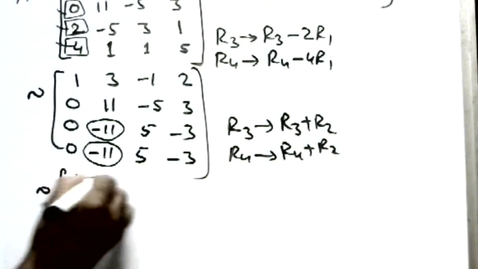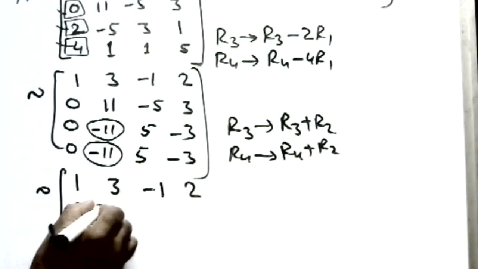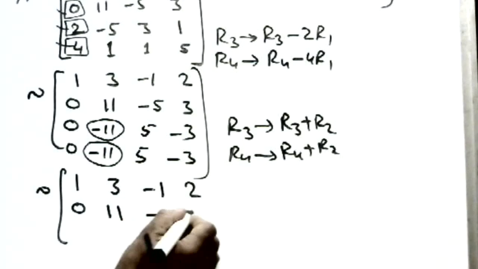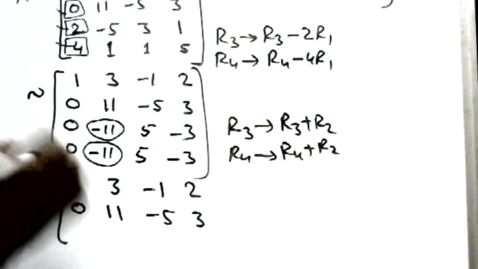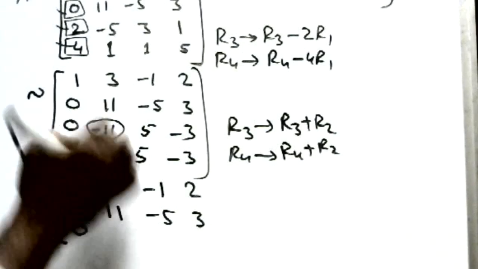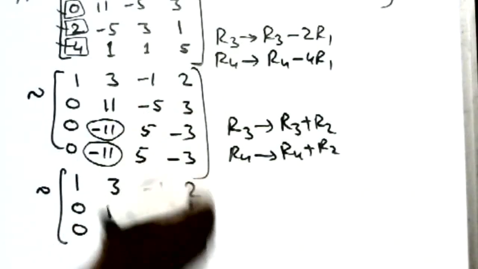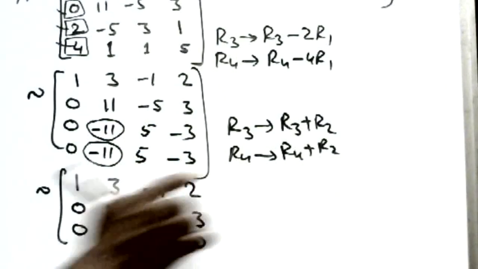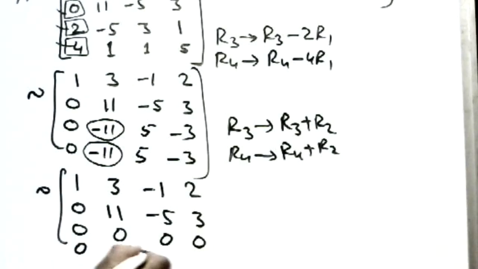So let me change this one. We are not changing the first row, as it is 1, 3, minus 1, 2. Second also we are not changing: 0, 11, minus 5, 3. Now we are changing R3. R3 plus R2: 0 plus 0, 0. Minus 11 plus 11, 0. 5 minus 5, 0. Minus 3 plus 3, 0. In the same way, R4 plus R2: 0 plus 0, 0. Minus 11 plus 11, 0. 5 minus 5, 0. 3 minus 3, 0.